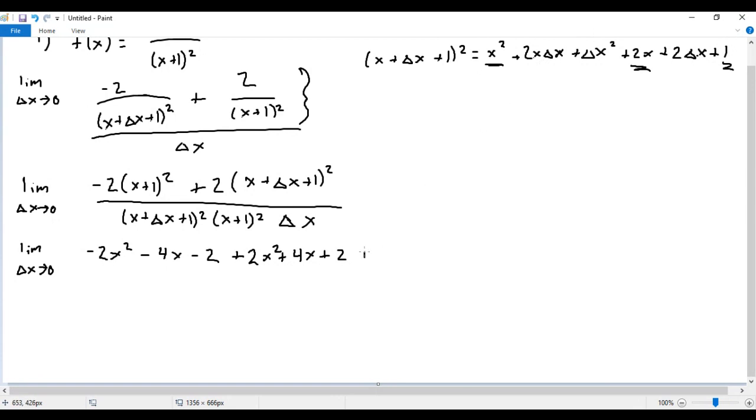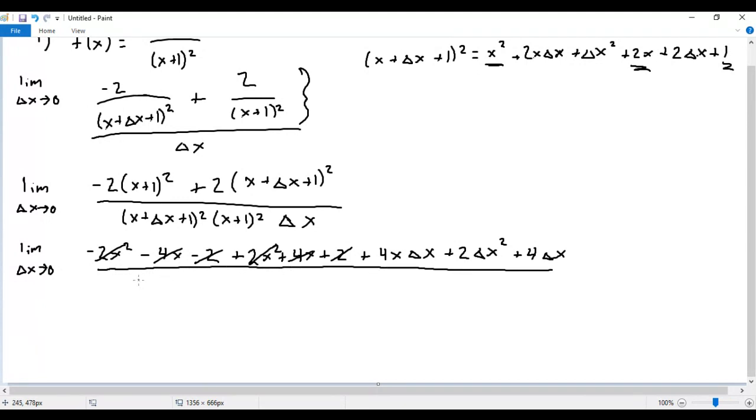And next we would have plus 4x delta x plus 2 delta x squared, and then plus 4 delta x. And what you'll notice is we actually have a -2x squared here and a positive 2x squared here. So those will cancel. -4x here and a positive 4x here. So those will cancel. And -2 here and a positive 2 here, that also cancel. And of course, this is all going to be over our same denominator, x plus delta x plus 1 squared times x plus 1 squared times delta x.